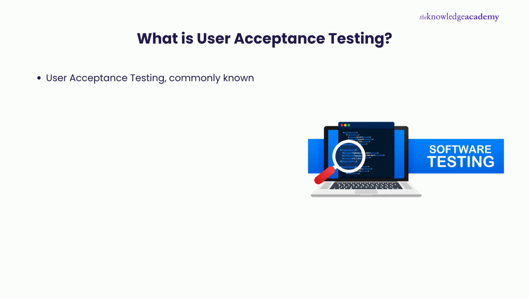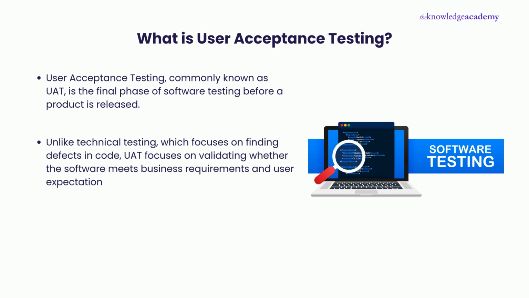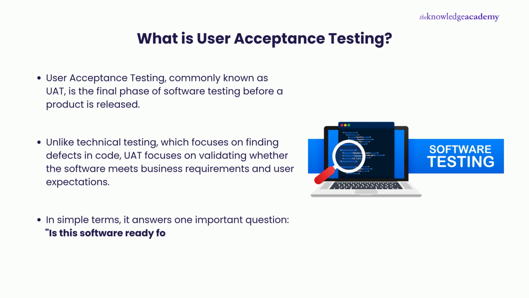User acceptance testing, commonly known as UAT, is the final phase of software testing before a product is released. Unlike technical testing, which focuses on finding defects in code, UAT focuses on validating whether the software meets business requirements and user expectations. In simple terms, it answers one important question: is this software ready for real users? During UAT, actual users or business representatives test the application in real-world scenarios to ensure it performs as intended.